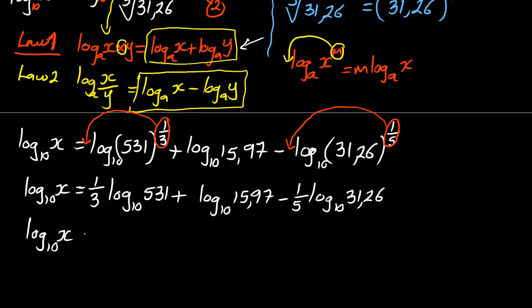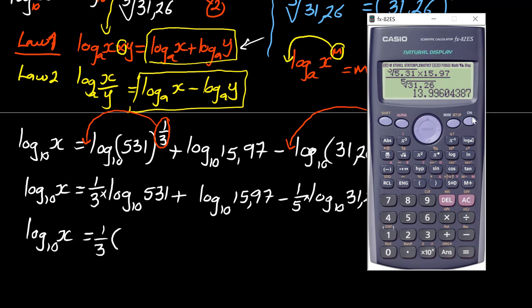Log base x is equal to 1/3, multiplying, or you can say times, is fine there, even if you put it times there. Now you need at this point to take your calculator and find log 531, log 15.97, and log 31.26. So if I do that, I will say log in base 10.